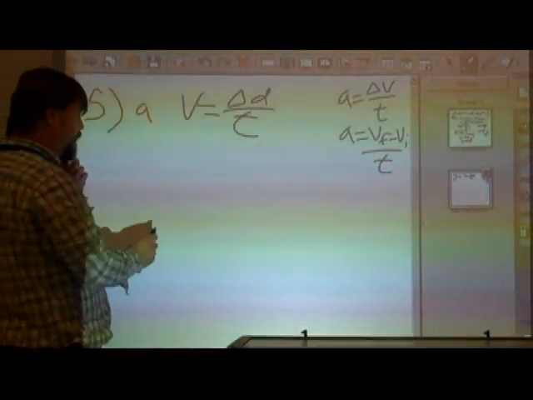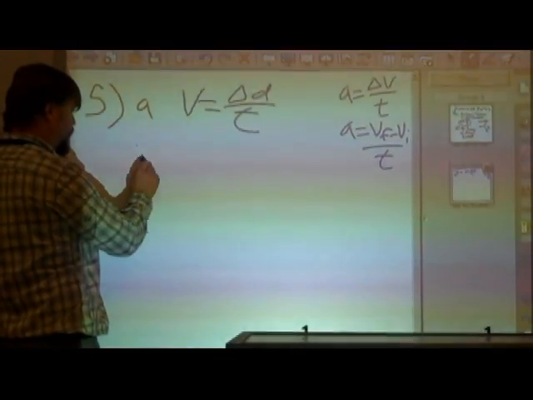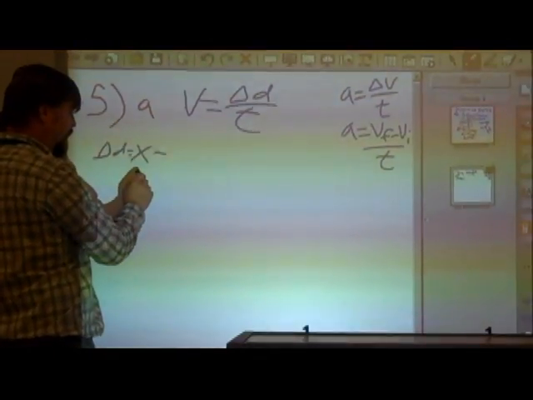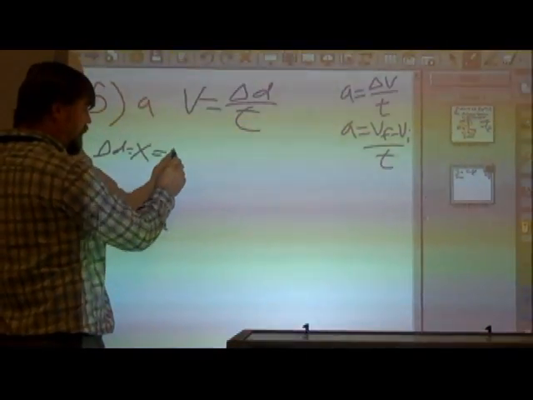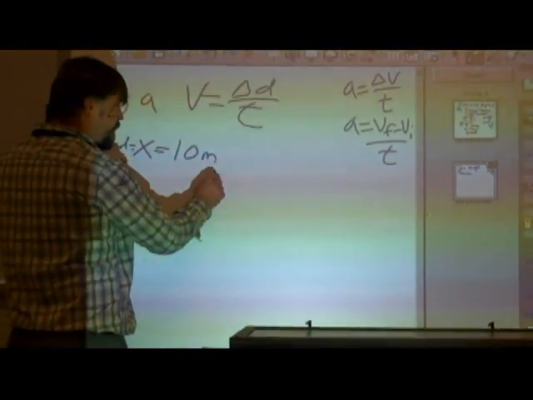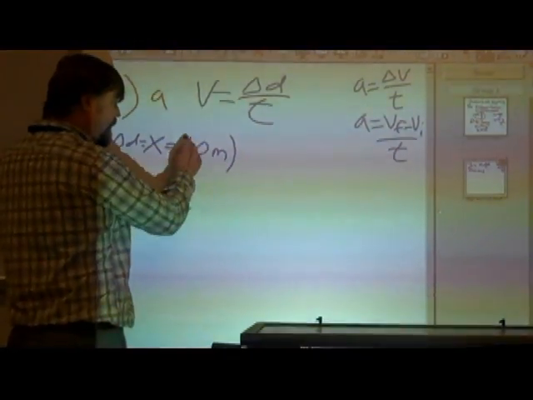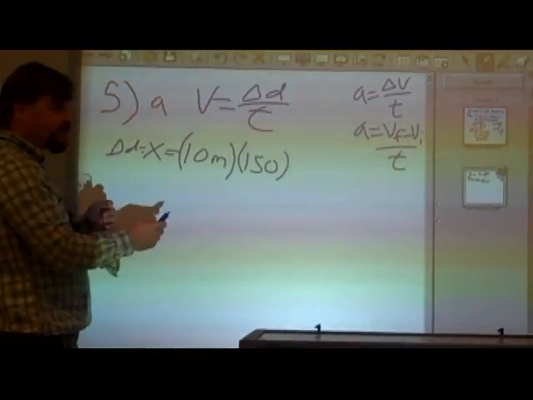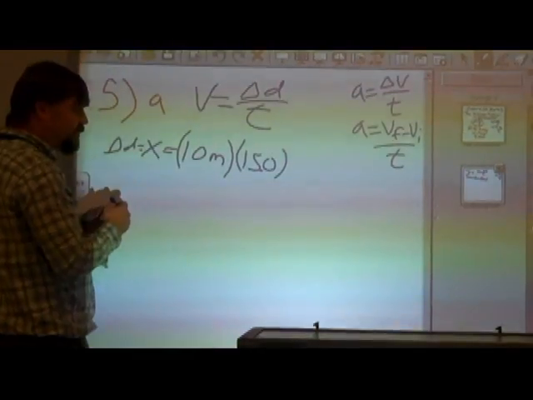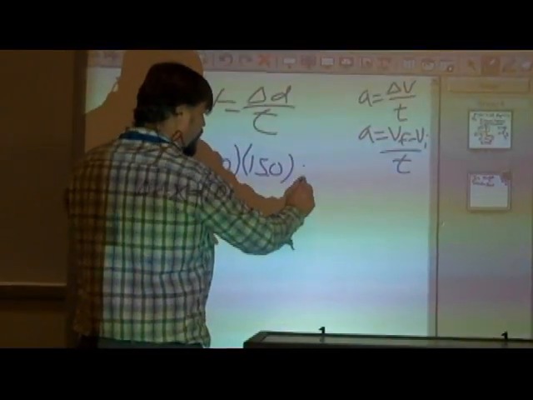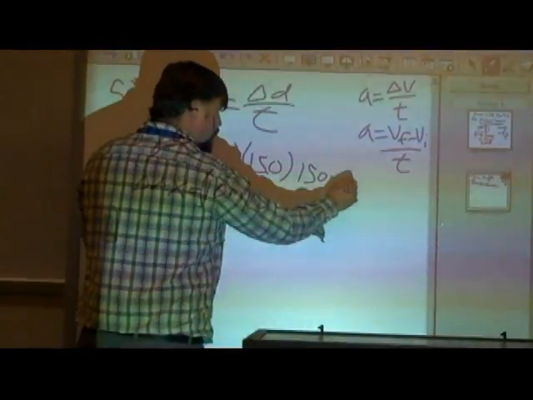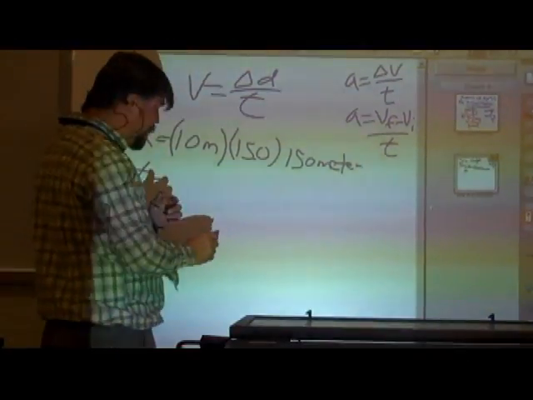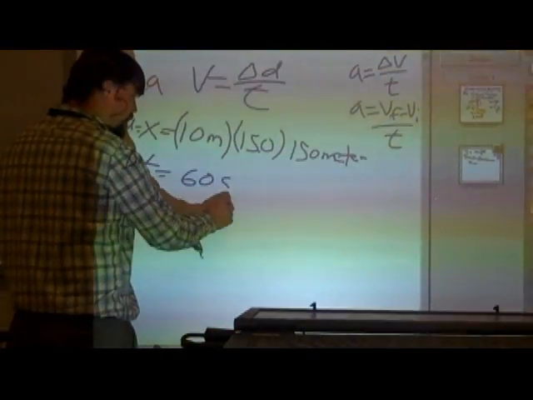So our change in position, our position x, also known as delta d, is equal to 10 meters for one hop, but in 15 hops, we multiply that, 15.0 hops, and we have 150 meters total of distance, and this will take place in a time interval of 60 seconds.